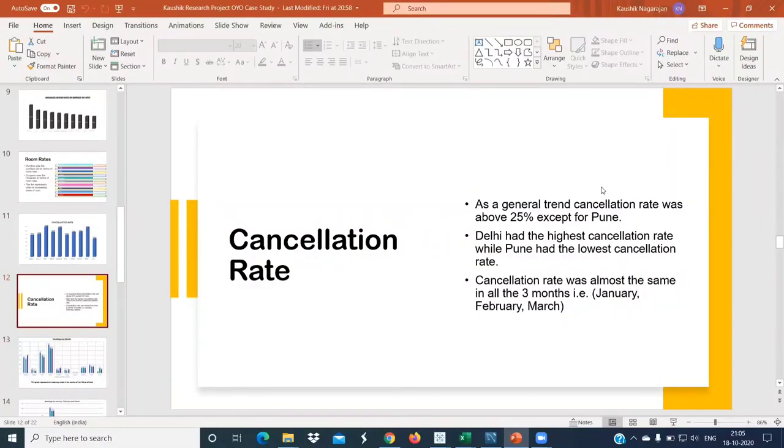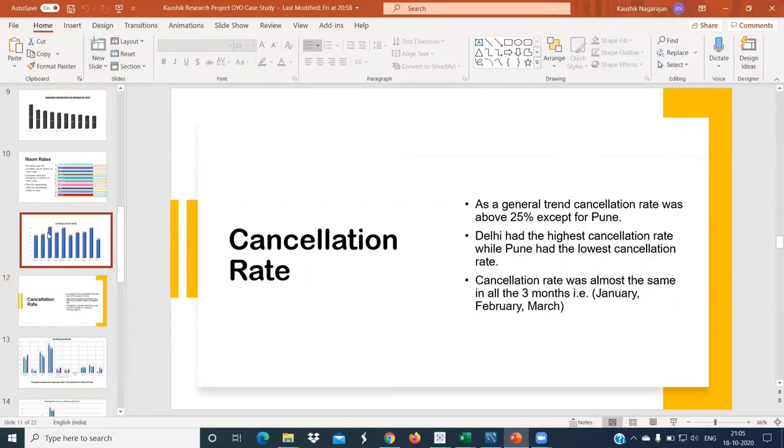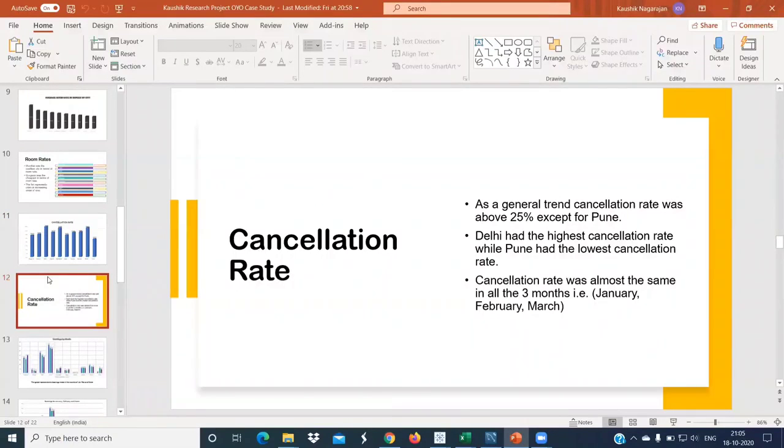Discussing the nature of cancellation rate, as a general trend, cancellation rate was about 25% in all the cities except for Pune, which is quite evident from this graph. Delhi had the highest cancellation rate while Pune had the lowest one. Cancellation rate was almost the same in all the 3 months, that is January, February and March, which is why I have not drawn a bar graph or any other visualization chart to represent the cancellation rate by months.